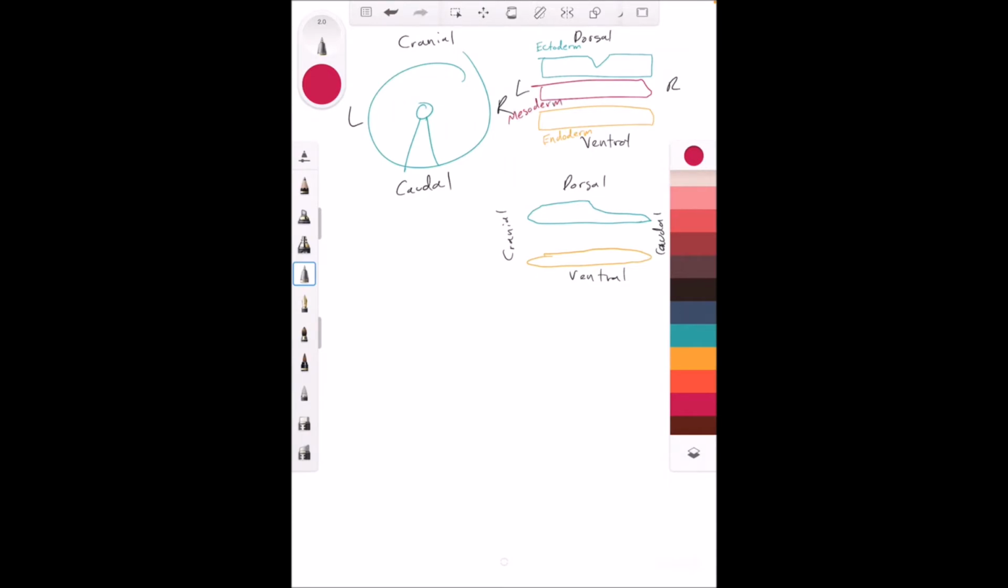If we look at it from the dorsal side, we'll just see the ectoderm. That's what we're looking at here. And here we can see the primitive node and also the primitive streak down here. Looking at it, you can already tell that the primitive streak is on the tail side of the embryo, and the primitive node is on the cranial side of the embryo.